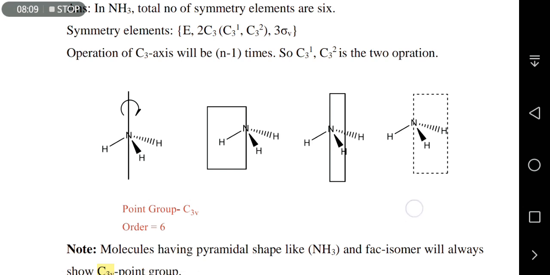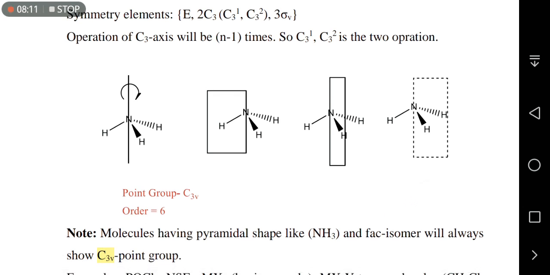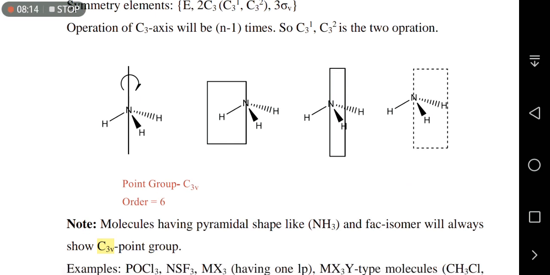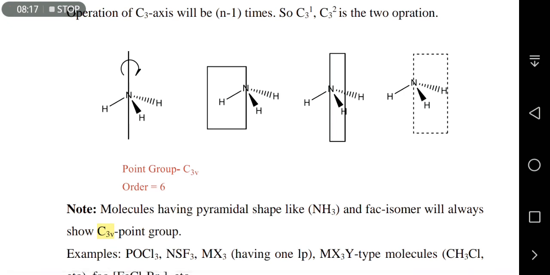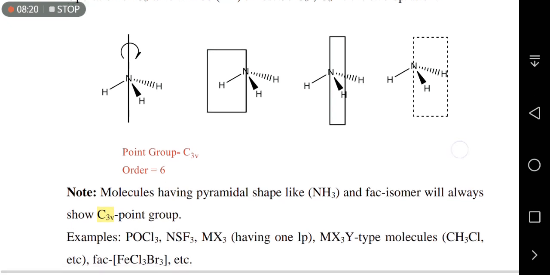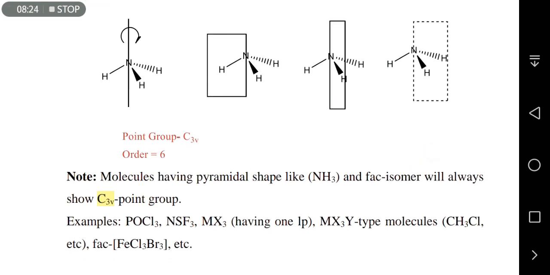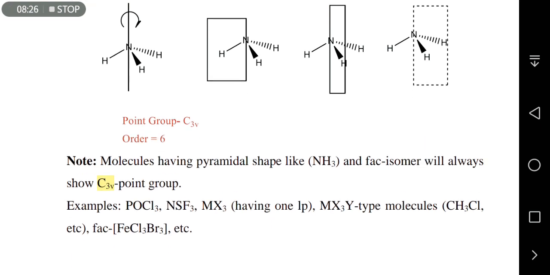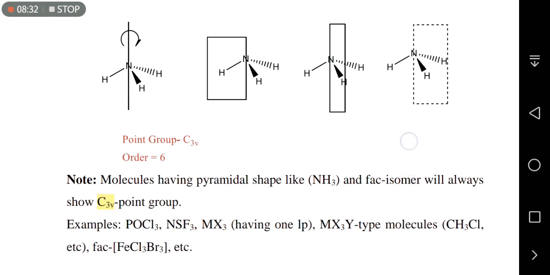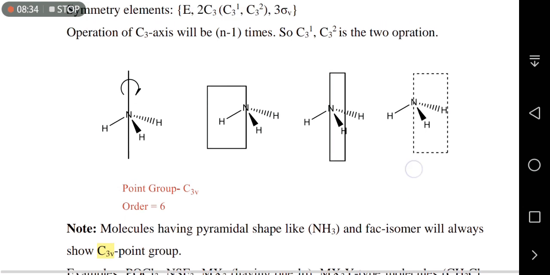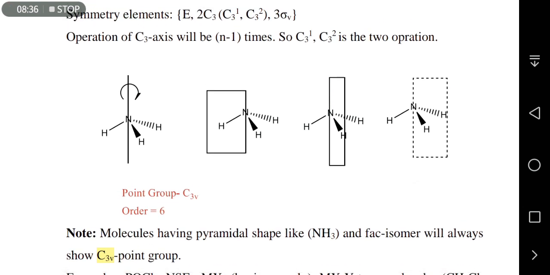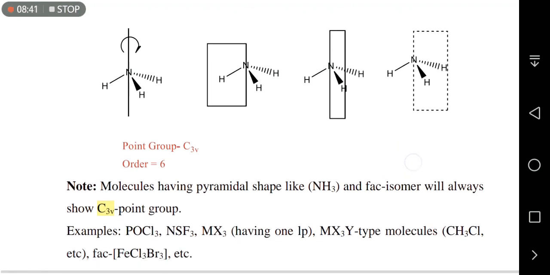That means 2C3 is present here, and there are 3 sigma v which are bisecting all the N-H bonds. There are 3 planes of symmetry which I have shown here. So you can identify all the symmetry elements present in this molecule. So what is the point group of that molecule? NH3 is C3V, right? And what is the order of this molecule? You can write down identity, 2C3 and 3 sigma v. The total number of symmetry elements is 6. So the order of this molecule is 6.